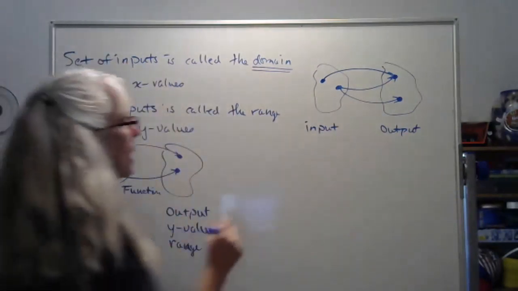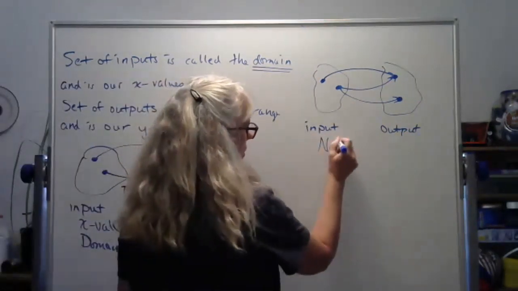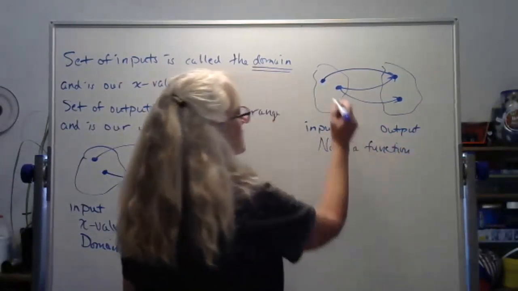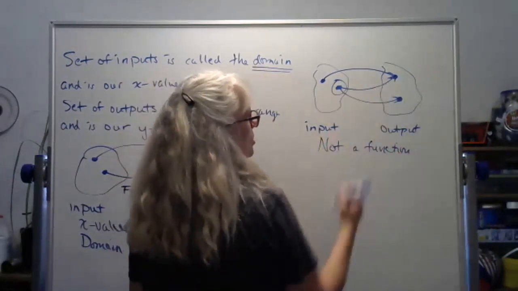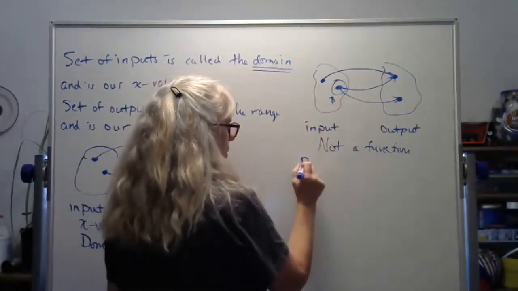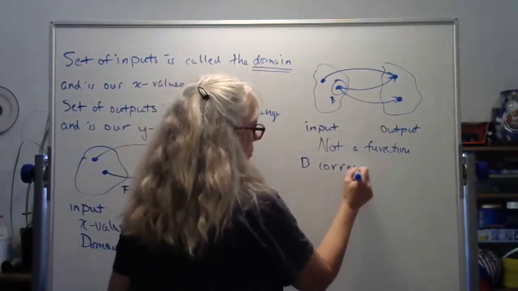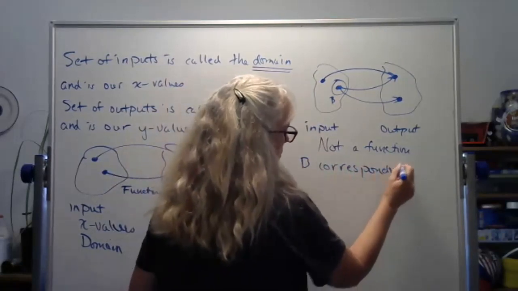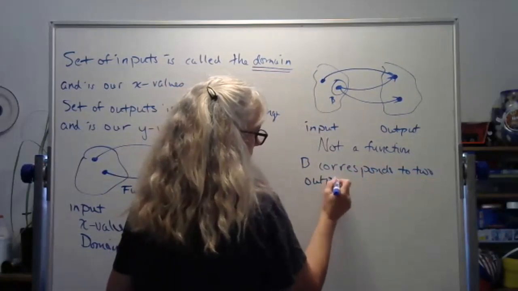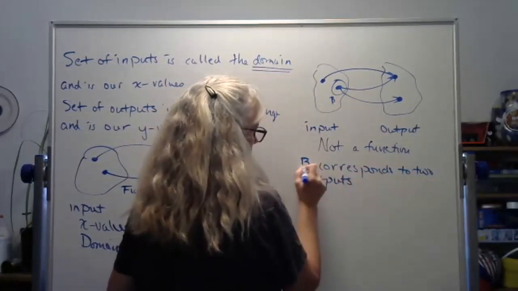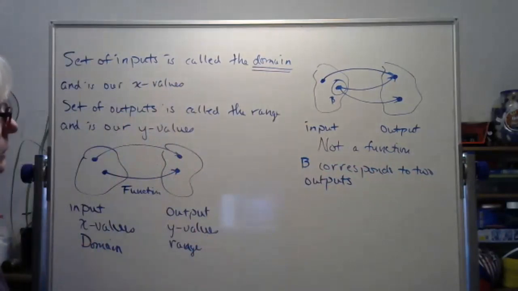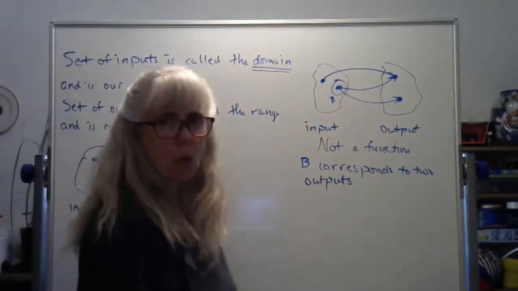No. And you are correct. So this is not a function. The reason is this one right here corresponds to two outputs. If I label this as B, B corresponds to two outputs. So I can't have two things that it corresponds to. One input, one output. Okay, we're going to do one more.